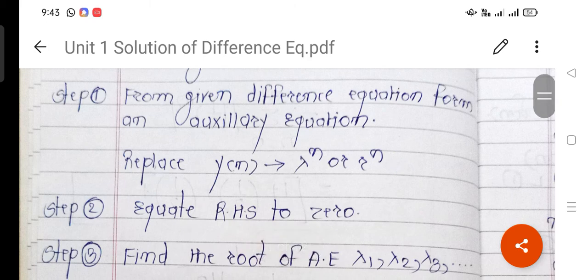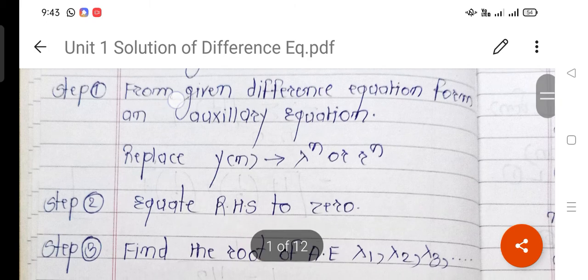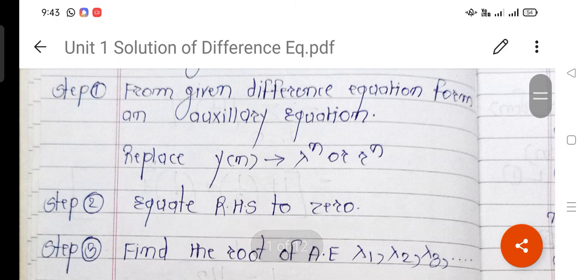From the given difference equation, we form an auxiliary equation, for which we have to replace y of n by lambda to the power n or r to the power n. You can use any symbol, either lambda to the power n or r to the power n. Equate RHS to 0. So the right hand side part we have to equate to 0. Find the roots of the auxiliary equation, that is lambda 1, lambda 2 and lambda 3.